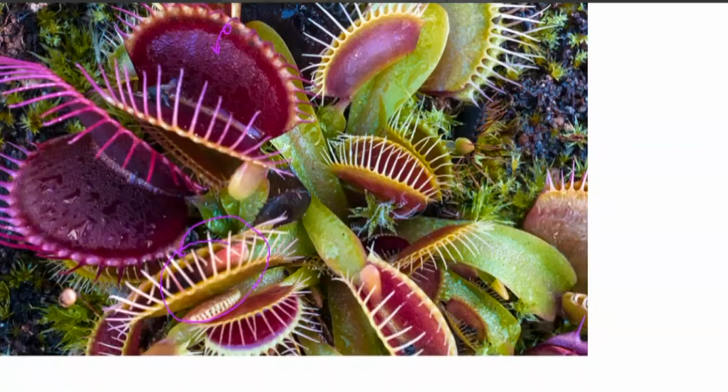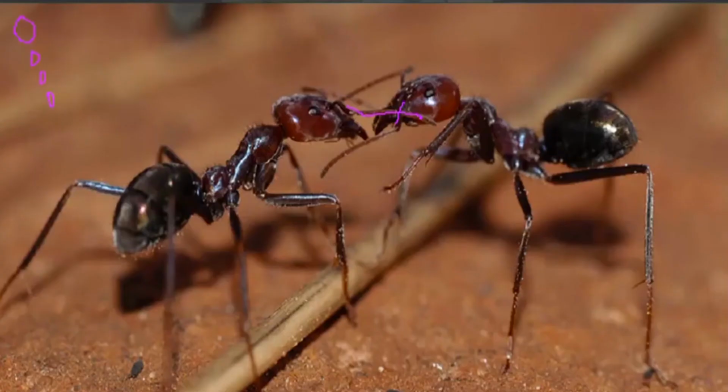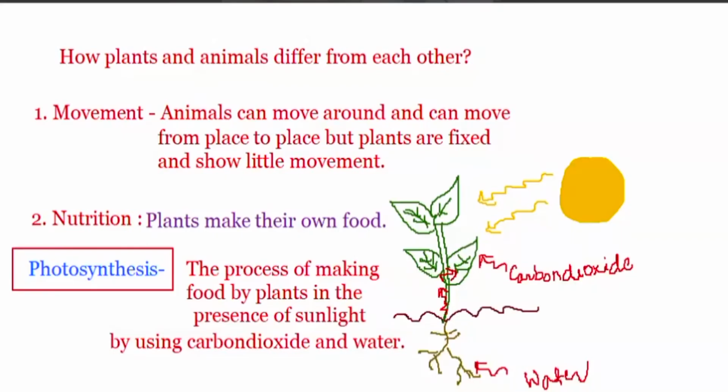Can you see this one is the closed one and this one is the open one? This one is the closed one. This one is closing. That means it might have captured some prey, right? So these are some differences between the plants and the animals.